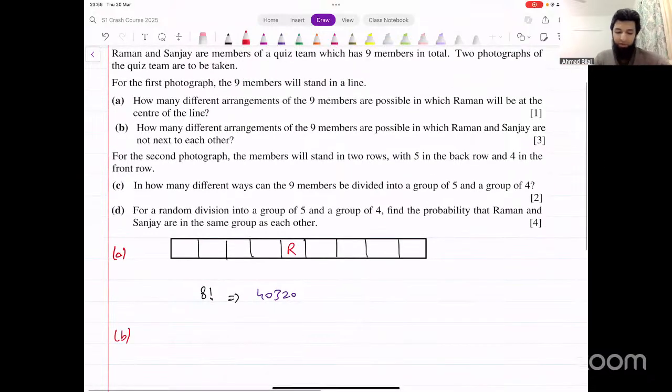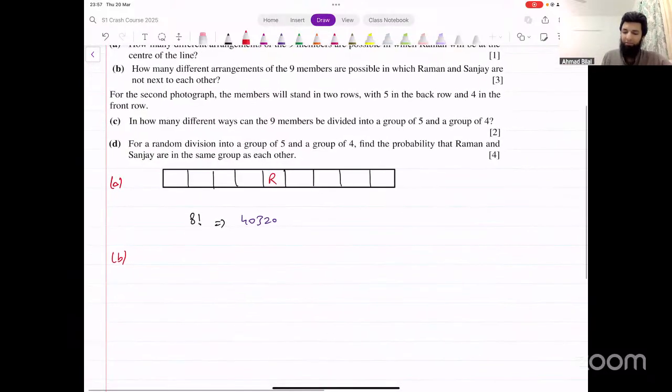How many different arrangements of the 9 members are possible in which Raman and Sanjay are not next to each other? Okay, that's another standard question. We have to separate Raman and Sanjay. We can either do total minus together or the dashes and stars method. Both of them will work since we're just separating 2 people. Both methods work in this case.